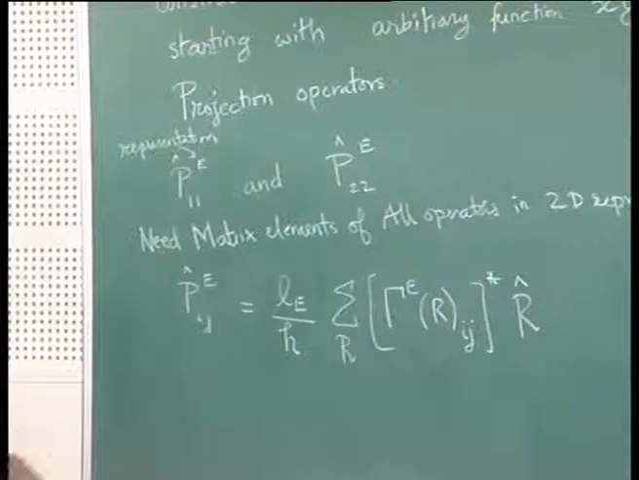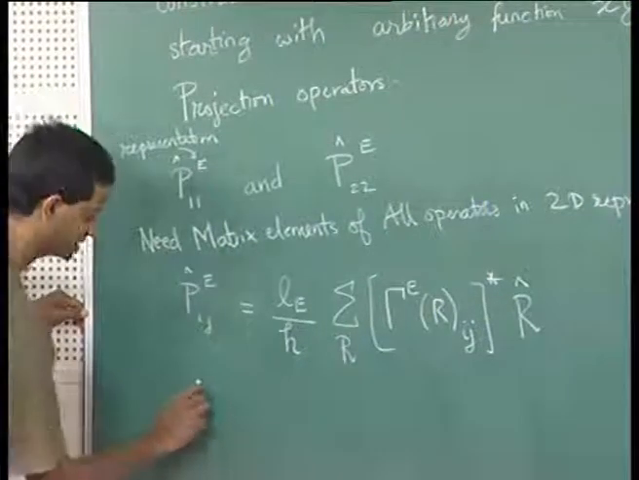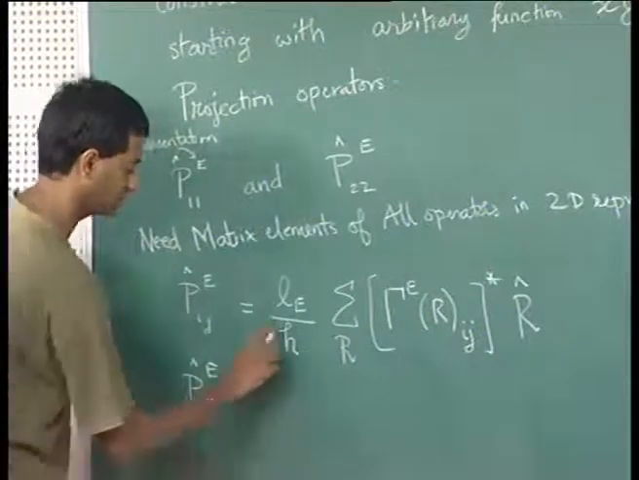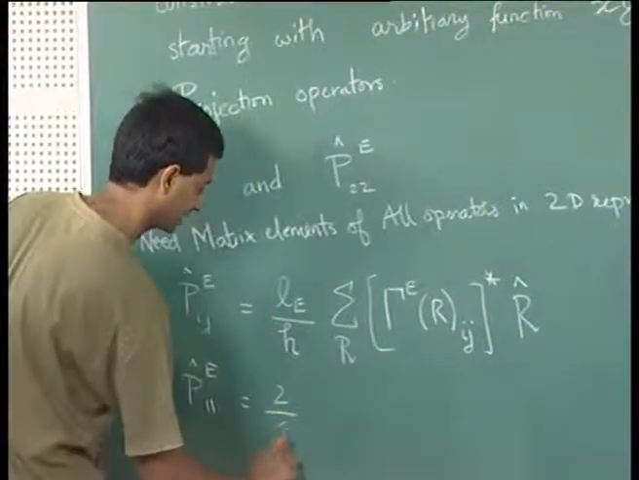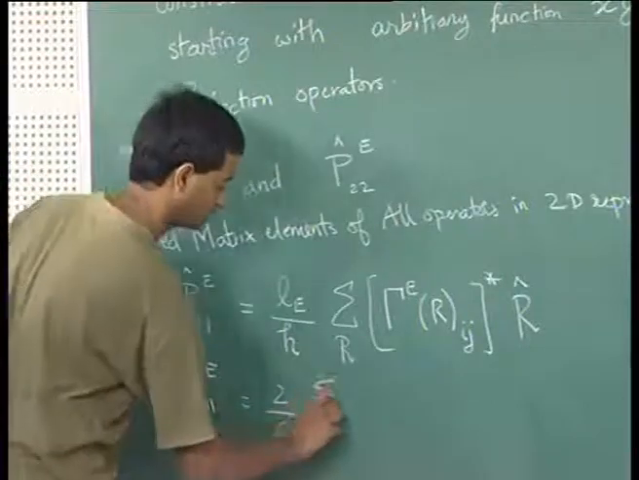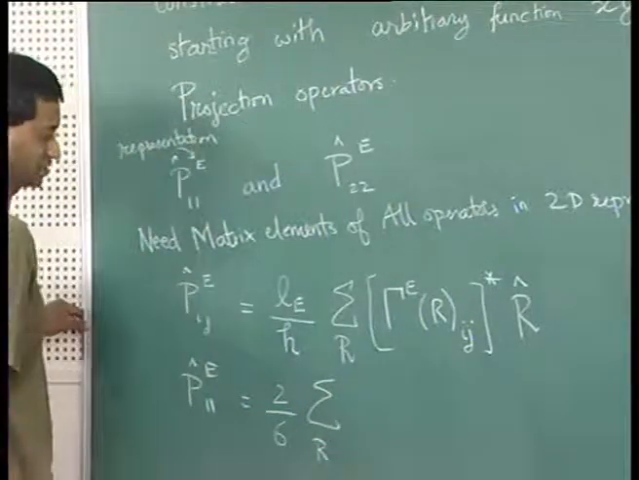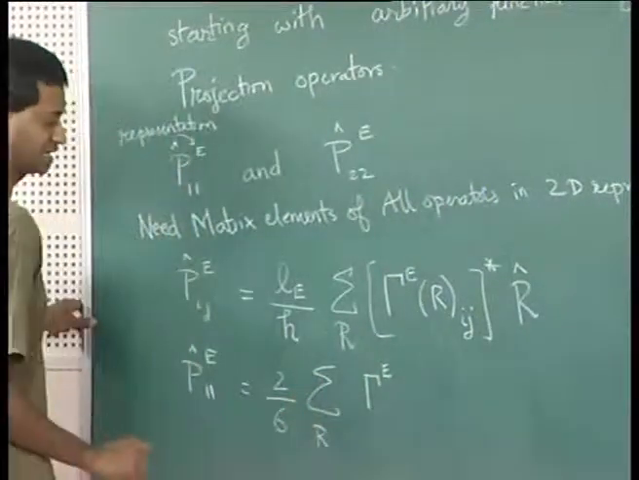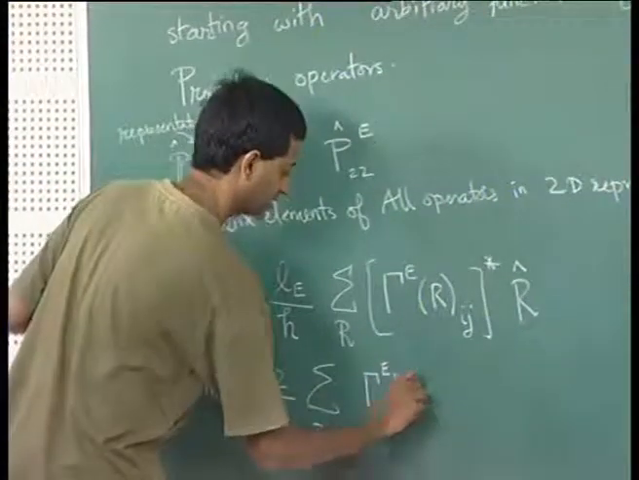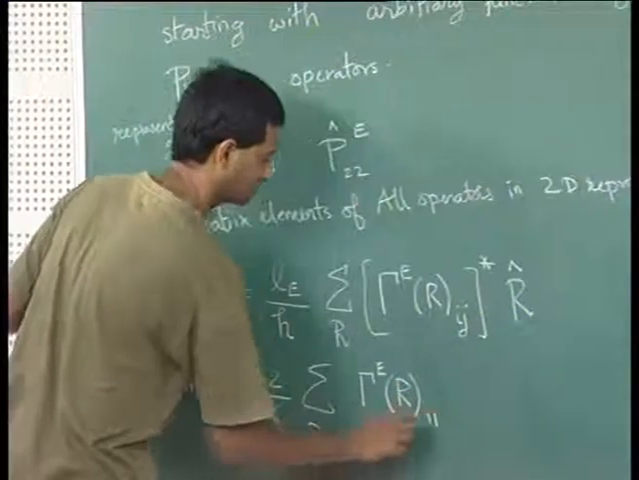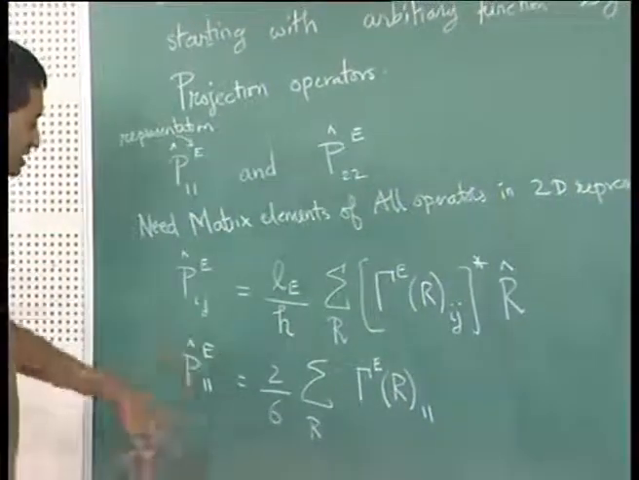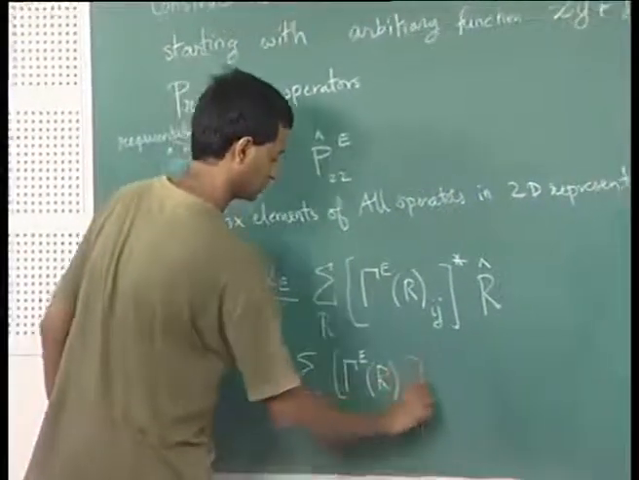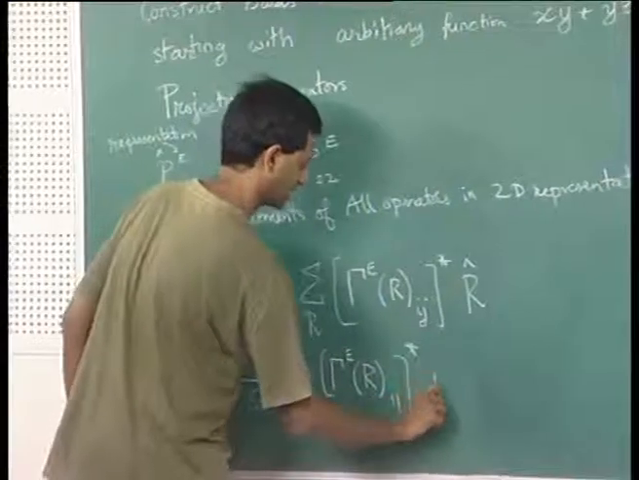Now suppose you want to calculate PE 11, then what you need is LE is 2, H is 6, and then what you have is the sum over R, or all the operations. You need the matrix element of the operation, the 1/1th matrix element. So you need the 1/1 element of the matrix, take a complex conjugate and multiply by R.